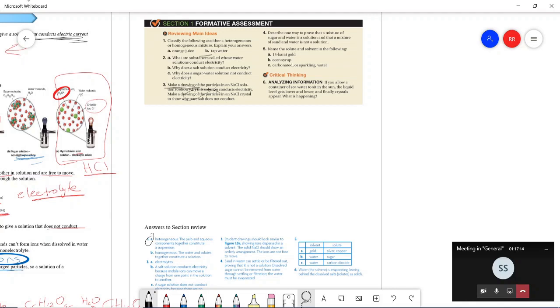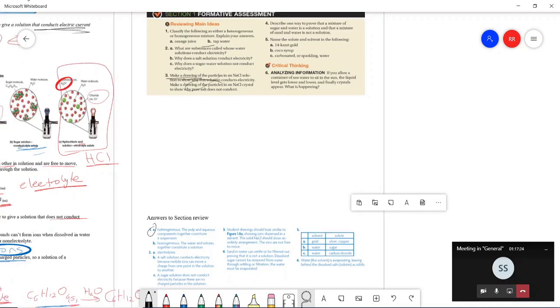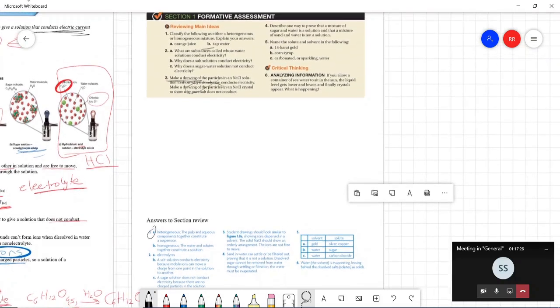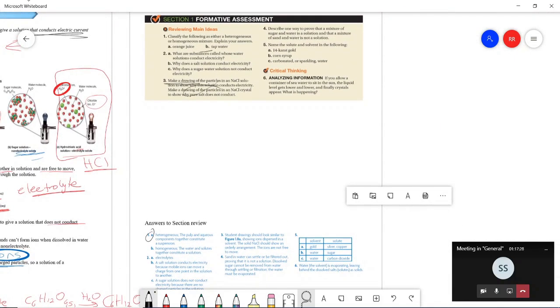C. Why does a sugar water solution not conduct electricity? Because sugar is low polar and cannot form ions. They remain as dissolved molecules.